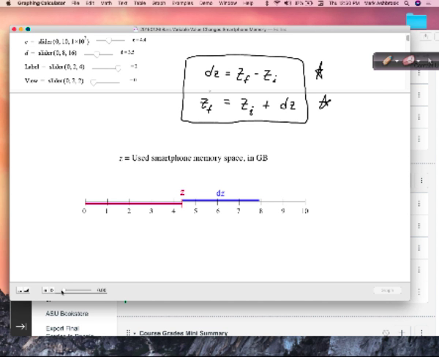Maybe both z and dz are kind of like parameters, right? What situation would this be? Like you're checking out the app, and you want to know what it's going to be like. You know you're at 4.5 gig, and this is displaying, okay, when I'm done, this is how much it's going to change.